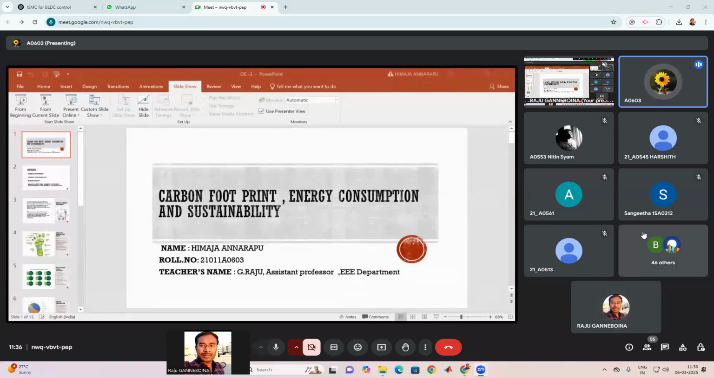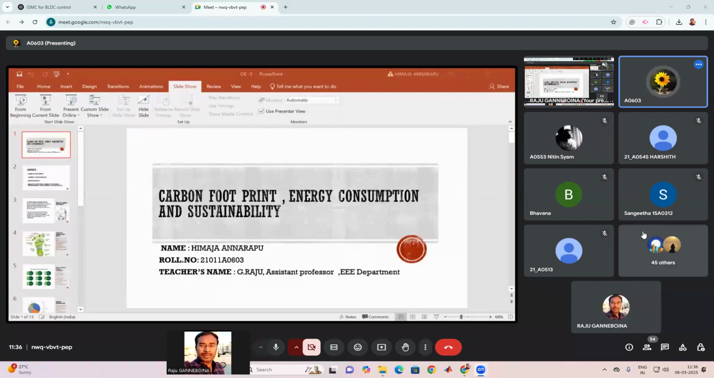Today I am going to talk about carbon footprint, energy consumption, and sustainability. The things which I have covered in this PPT are carbon footprint, energy consumption, sustainability, and the overall relation between carbon footprint, sustainability, and energy consumption. So first, what is a carbon footprint?